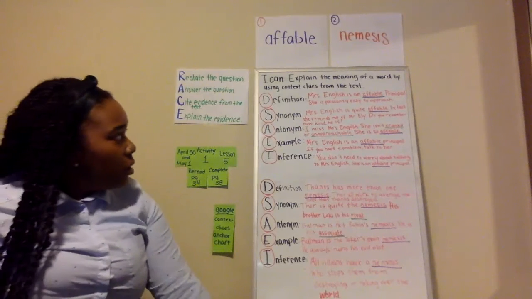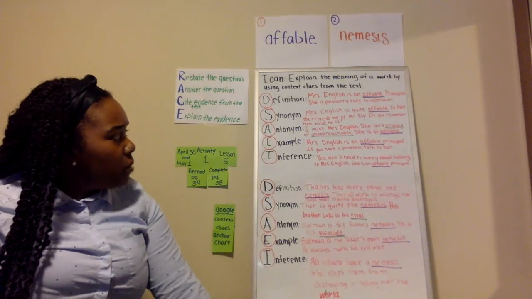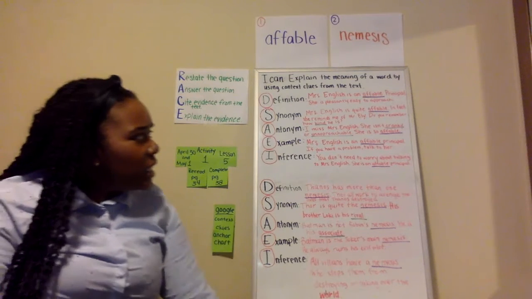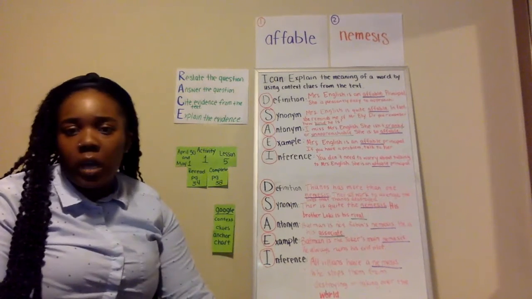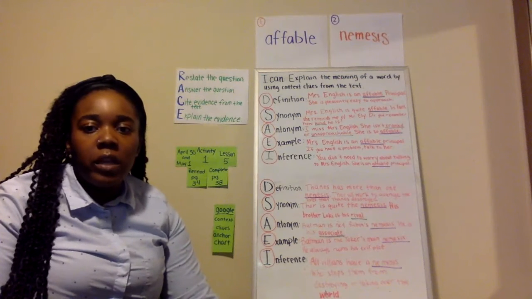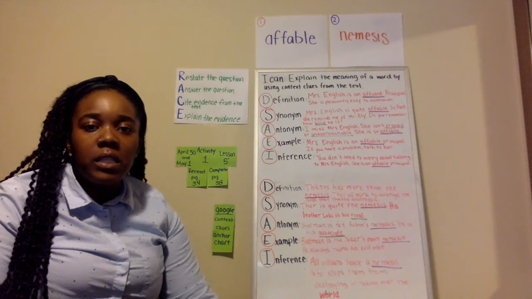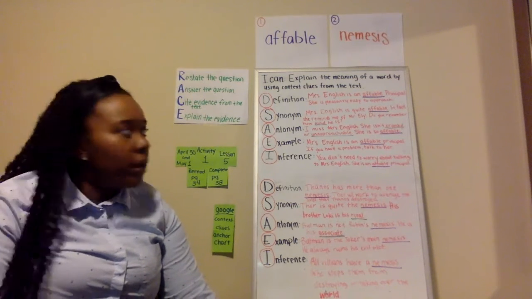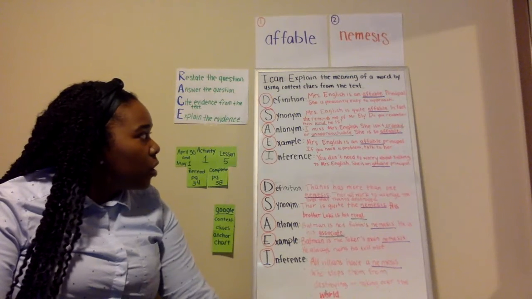D for definition. Mrs. English is an affable principal. She is pleasantly easy to approach. That definition tells me right there, affable means pleasant and easy to approach.